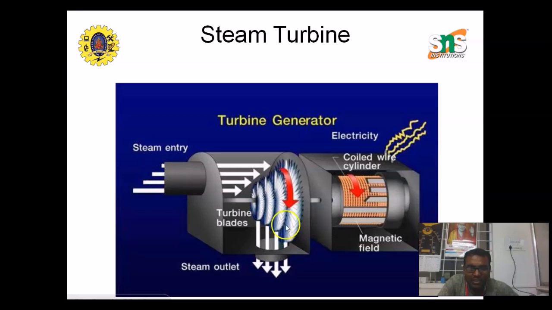This is the steam entry, the turbine, which is connected to the generator. While the high velocity steam strikes, the turbine blade rotates. As the turbine is coupled with the generator.